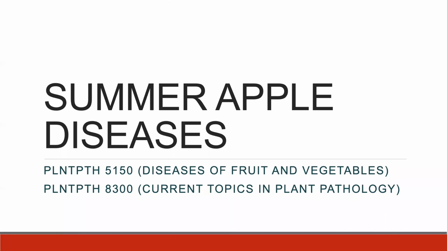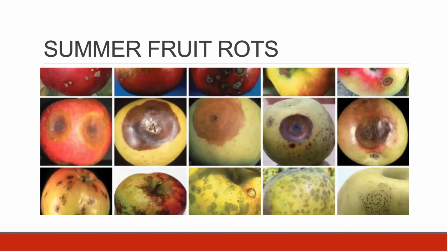Summer apple diseases are also called late season apple diseases and can be divided into two categories: fruit rots and blemishes. Up until about the end of June in Ohio, disease management focuses on early season apple diseases. Once the petals have fallen, growers will switch their emphasis to fruit rots and blemishes.